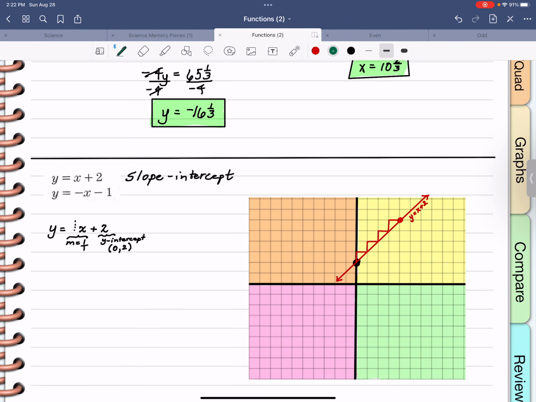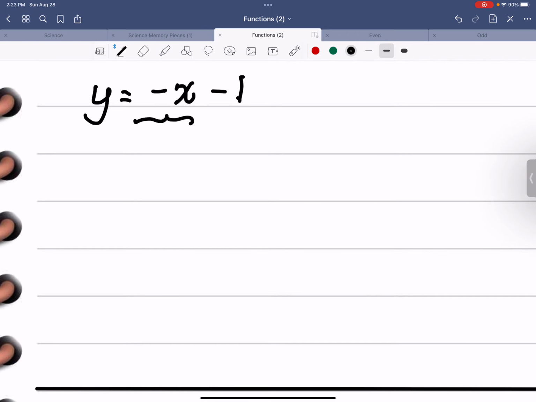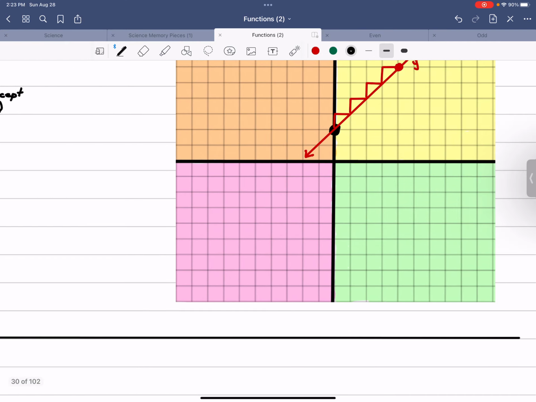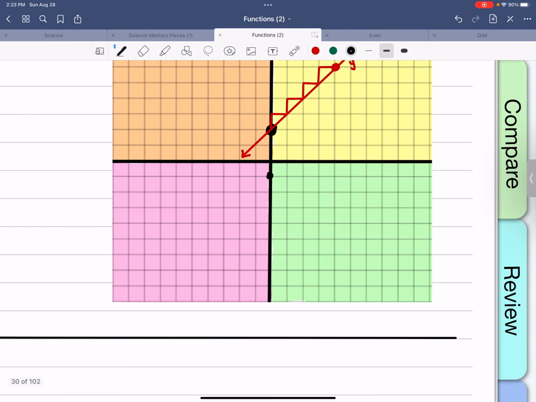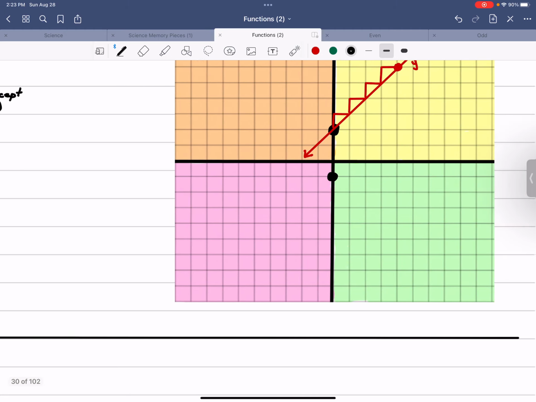I'm going to do that with green. So my equation is y equals negative x minus 1. So slope is negative 1. And we'll go ahead and write it in fraction form. And then the y-intercept is (0, negative 1). So this time I'm going to start at (0, negative 1). And slope is negative 1 over 1.